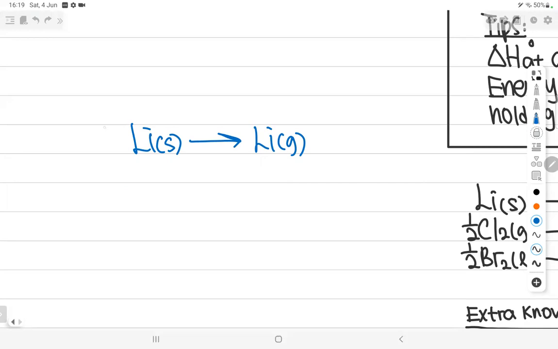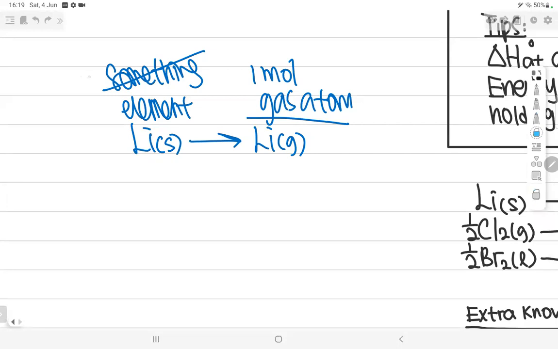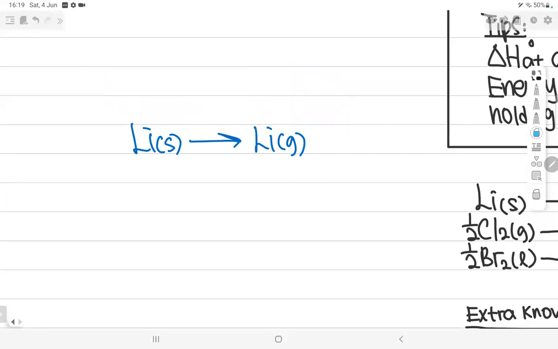You want to change the element. In chemistry, we don't call it something, we call it element. We want to change the element to become gas atom. And remember, the gas atom must be 1 mole. If you get 2 moles of gas atoms, that is not atomization. Atomization only needs 1 mole of gas atoms. So the energy that you need for this process is called enthalpy of atomization.